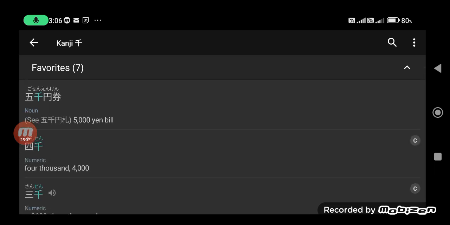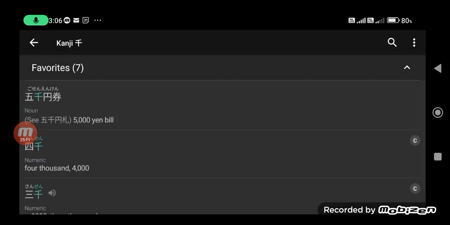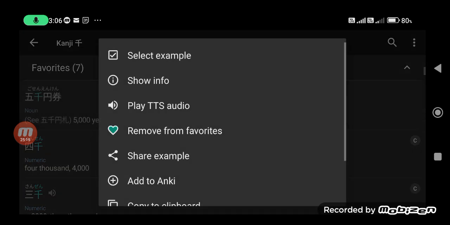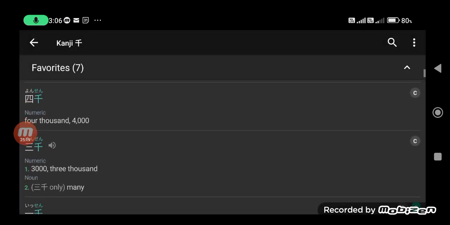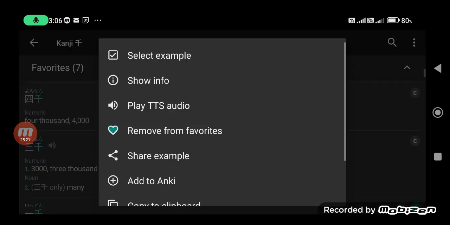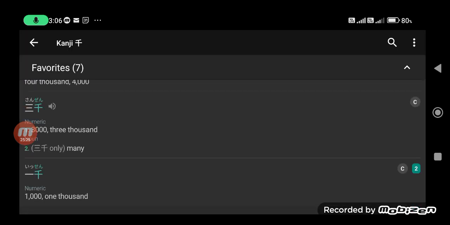But how about this? 5,000 is gosen. Gosen is 5,000. Gosenenken is a 5,000 yen bill, as in denomination of money. Yonsen is 4,000. But 3,000 is not sansen. For 3,000, you use the dakuten form for sen.